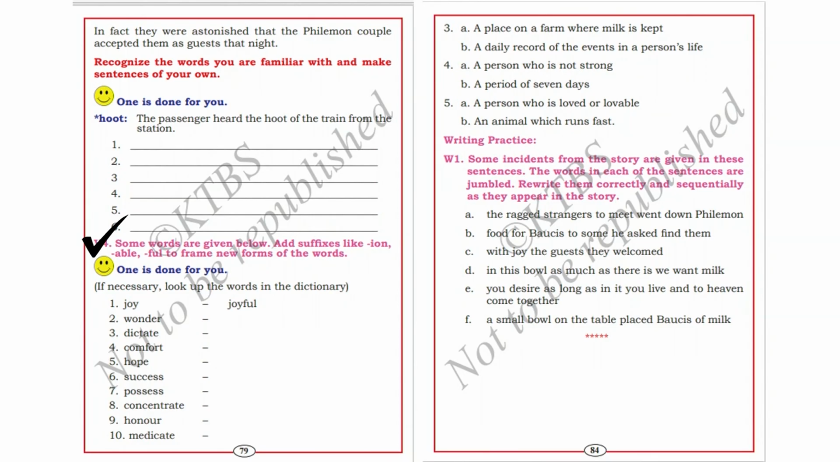Next, come to page number 84, activity W1. Here they have given you some sentences related to the story The Wonder Bowl. But these sentences are not in the correct order. You have to write them in the correct order.